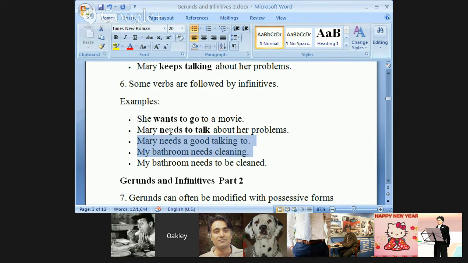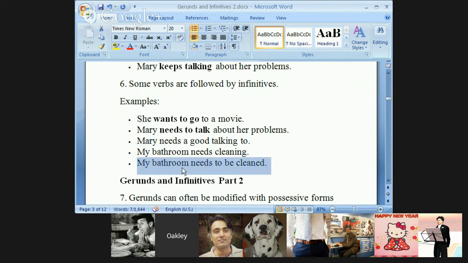So, is there any difference? What is the difference between Mary, subject, needs to talk? Okay, Mary's doing the action to talk. This is the action that needs to happen. The action happens to this. What's the difference? Mary needs a good talking to. Where's the talking to happening? It's happening back to Mary. So the action is happening to Mary.